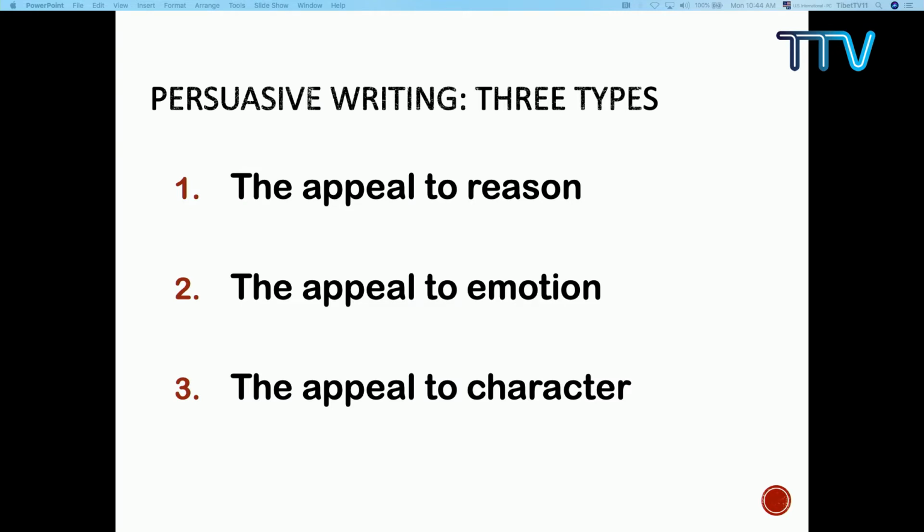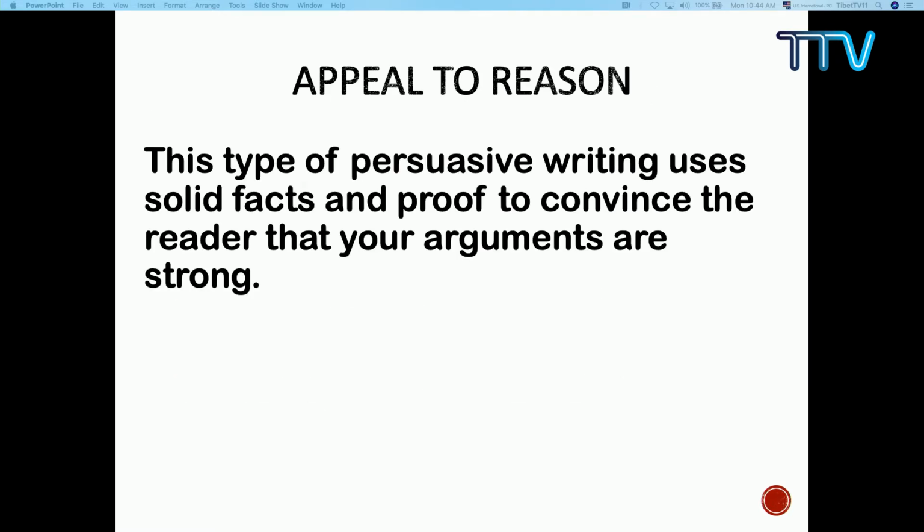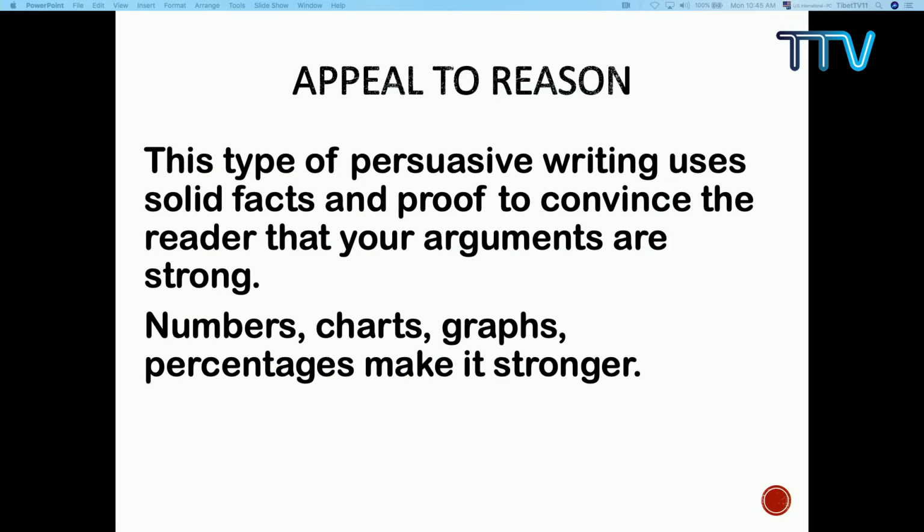Okay. So, what actually is appeal to reason? Let us look at it. This type of persuasive writing uses solid facts and proof to convince the reader that your arguments are strong, that your opinion, your belief, your point of view, whatever stance you are taking, is true. So, here you need to have solid facts in order to prove, because this is based on reason, in order to convince your readers. So, here you can use facts based on numbers and charts, graphs, percentages, so that your persuasive writing becomes stronger. Okay, you have stronger points of argument.